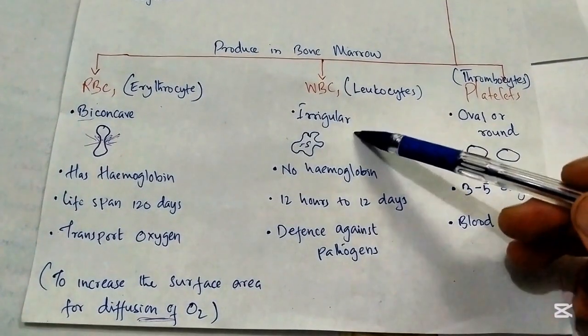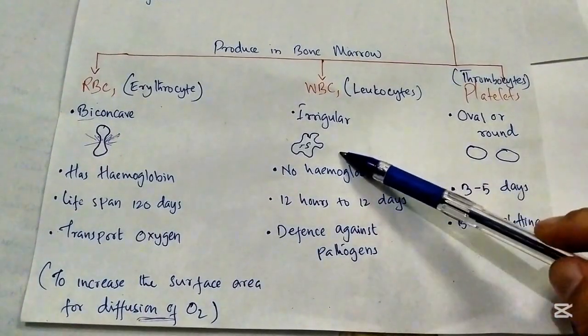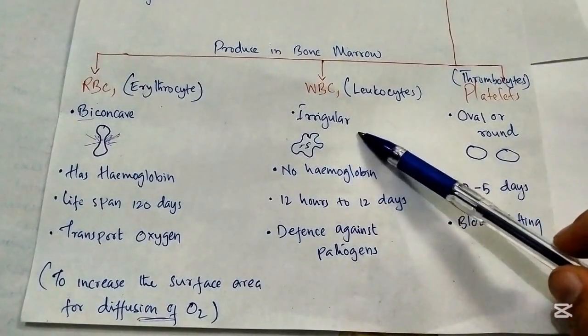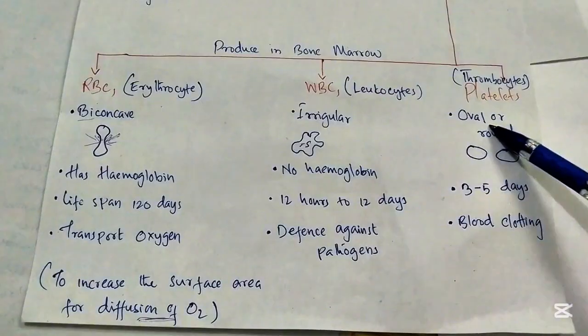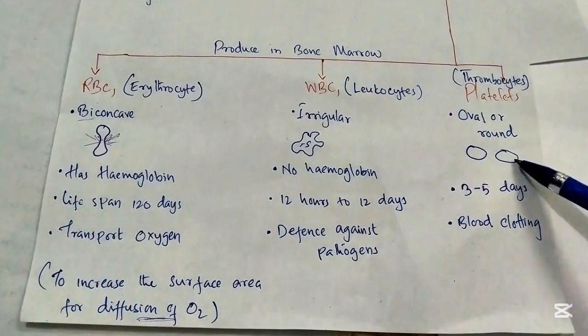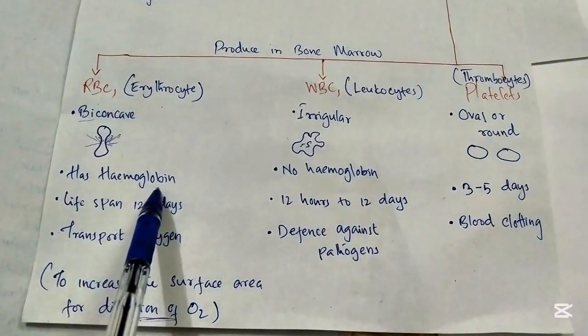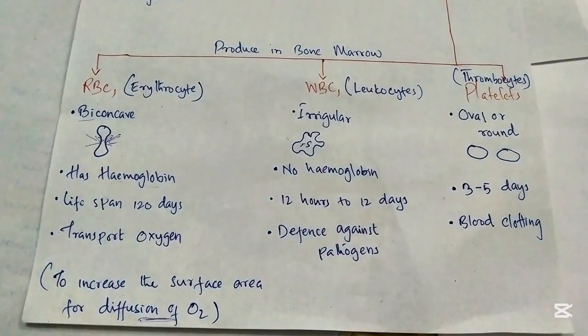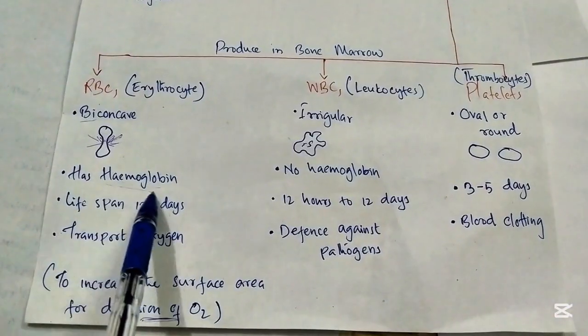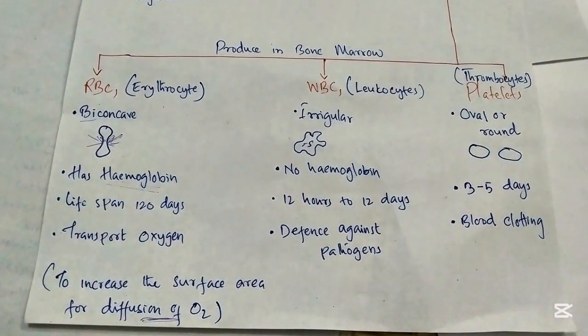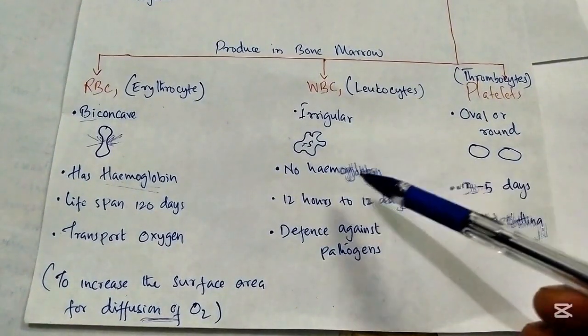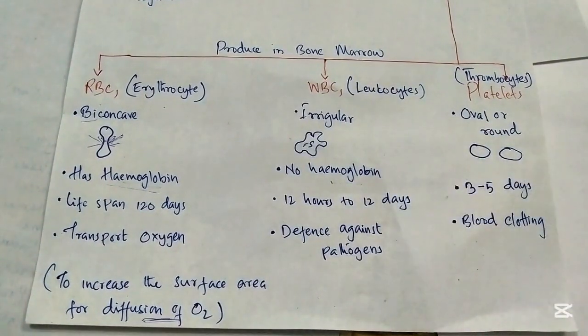The white blood cell is irregular in shape, and platelets are oval or round in shape. Red blood cell has a special pigment known as hemoglobin. Due to the presence of hemoglobin in the red blood cells, the red blood cell is red in color. And white blood cell has no hemoglobin, therefore the white blood cell is white in color.